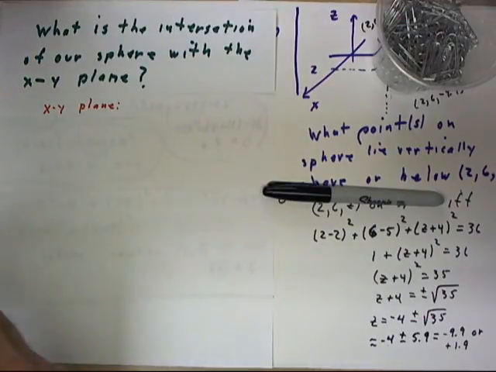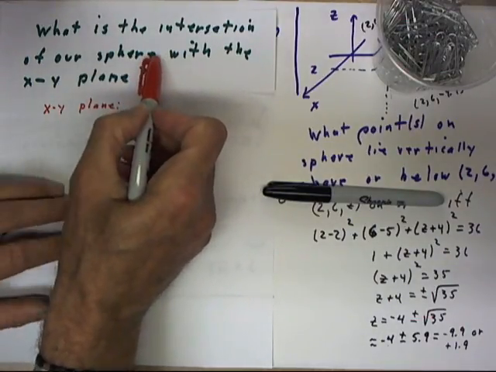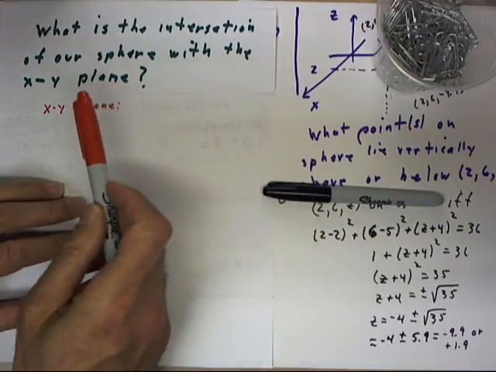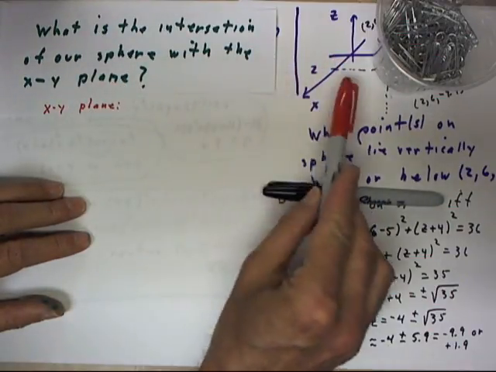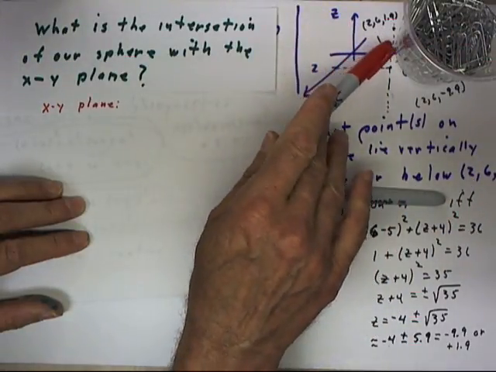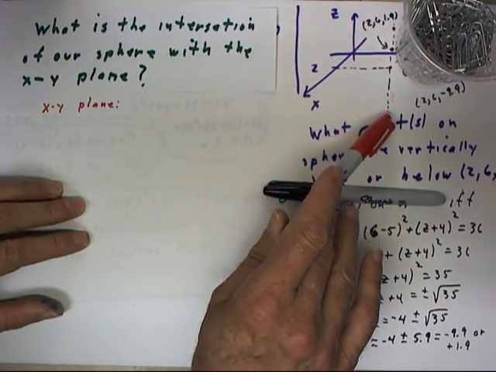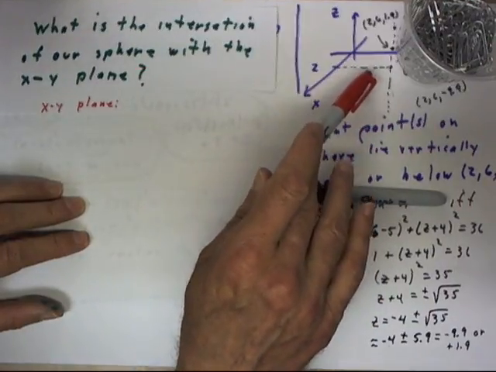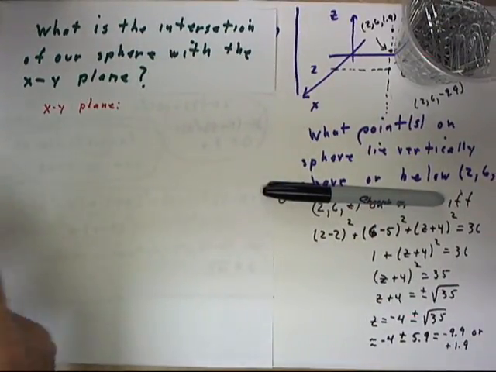We now ask about the intersection of our sphere with the xy plane. Where does the sphere intersect this xy plane? We know that the sphere has a point above and a point below, so we know that it has to intersect. So, well, let's see.